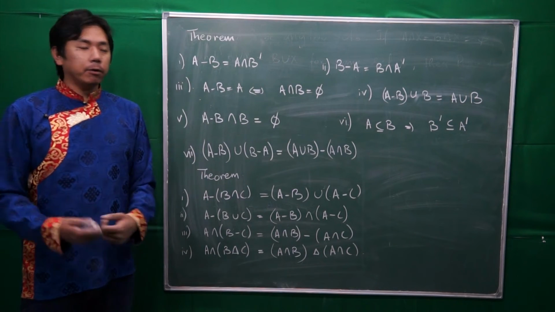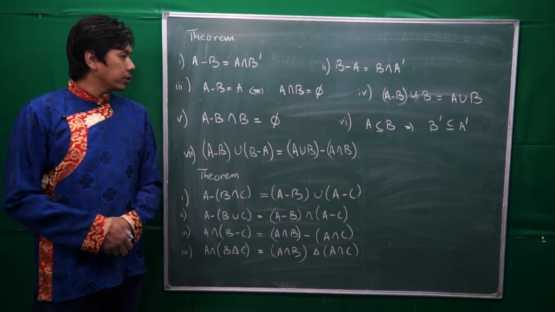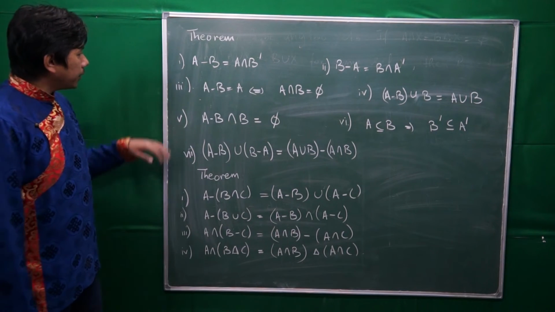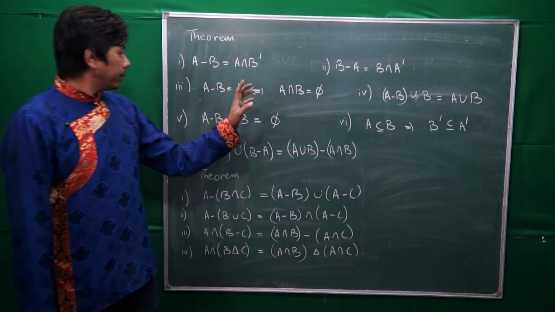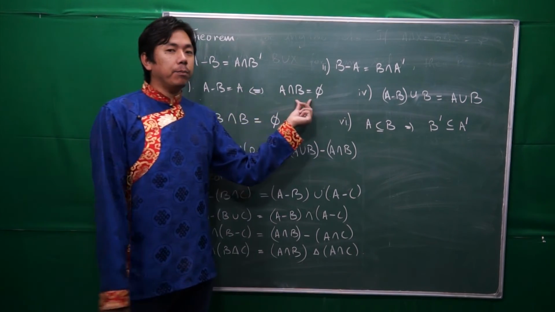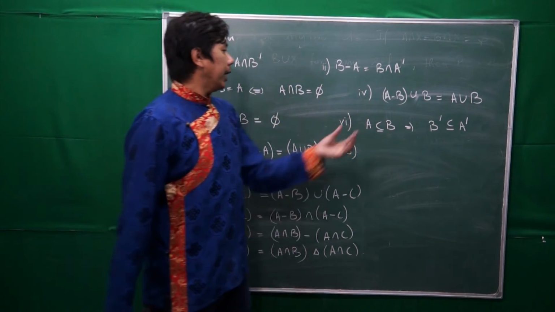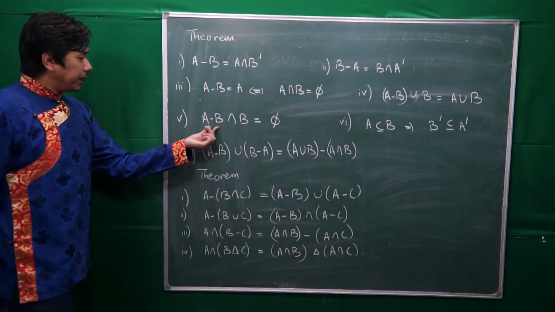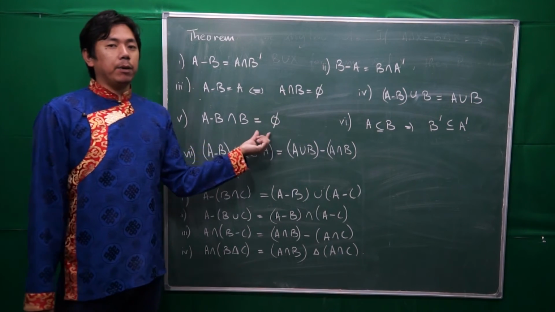Otherwise you need to find out about it. And then you try to search about the derivations, how they come about. I'll do a few of them though. So A minus B equals A. This implies that A intersection B is a null set. Similarly, A minus B union B equals A union B. And then A minus B intersection with B will give me a null set.